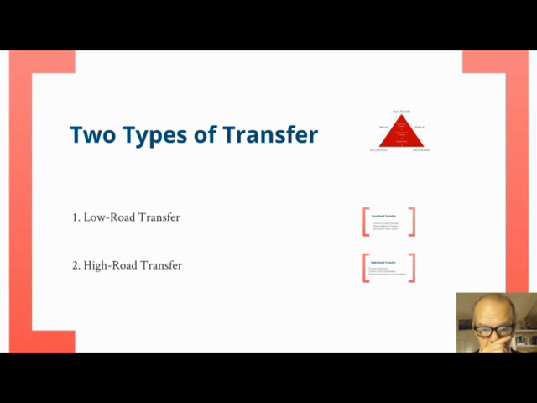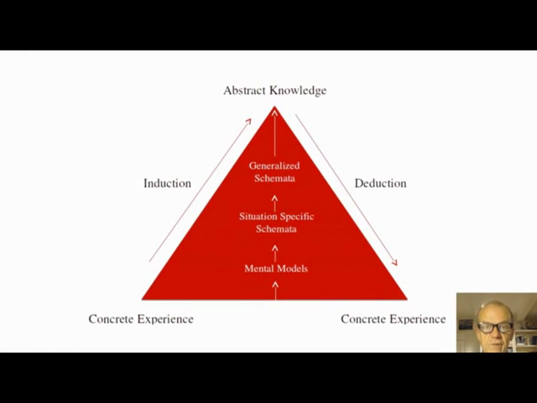First, we focus on two types of transfer. As is already shown here, we make a distinction between low road transfer and high road transfer, terms originally developed by Salomon and Perkins back in the 1980s. In order to understand the difference, it's easy to have a look at the so-called learning triangle. What you see here is that you can go from one concrete experience to another concrete experience, either by choosing the path along the base of the triangle, that's the low road transfer path, or you take the route along the vertex of the triangle, and that's the high road transfer route.